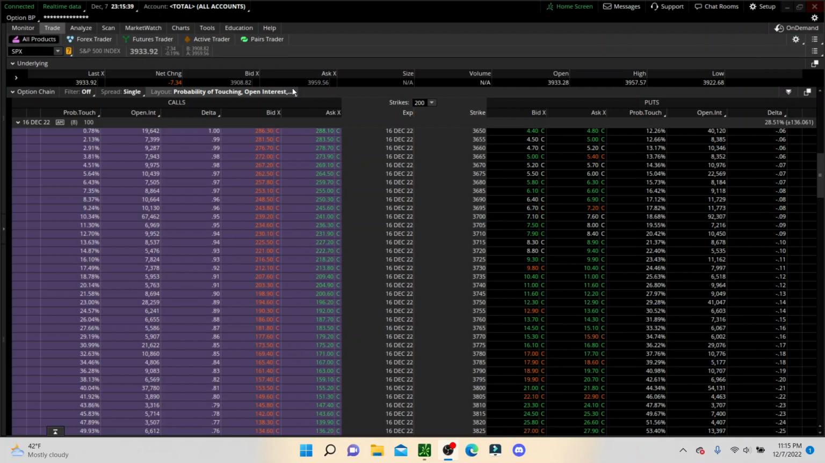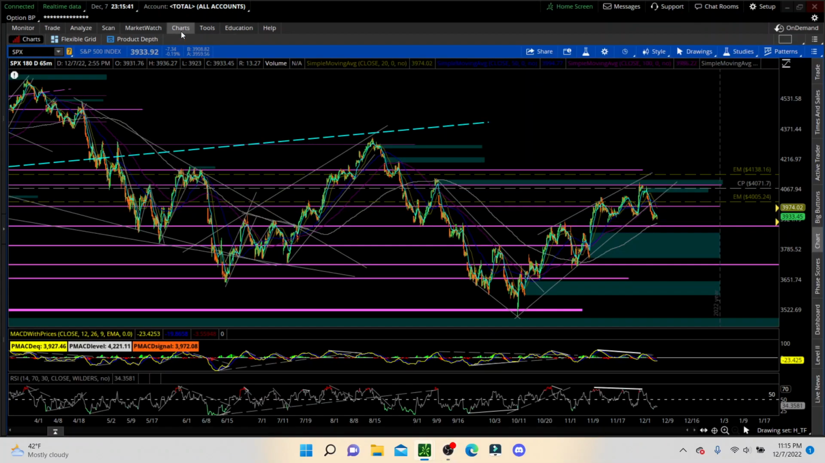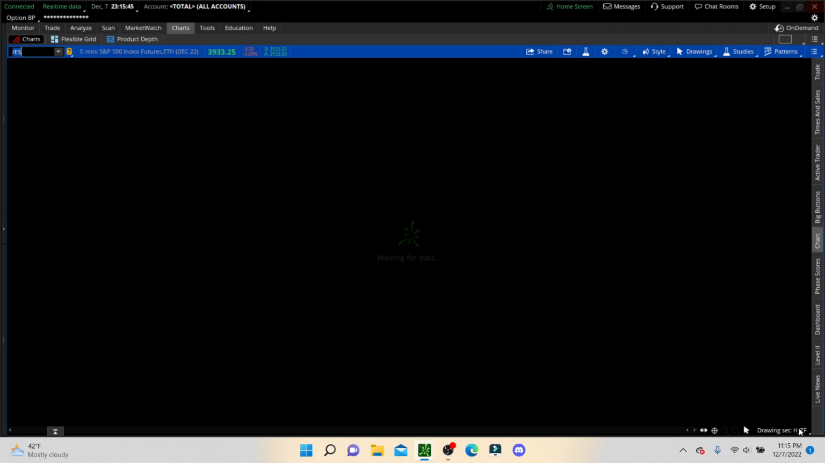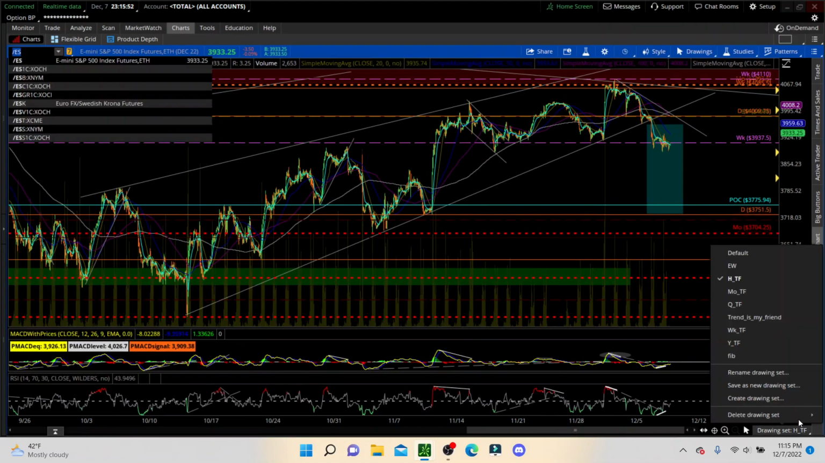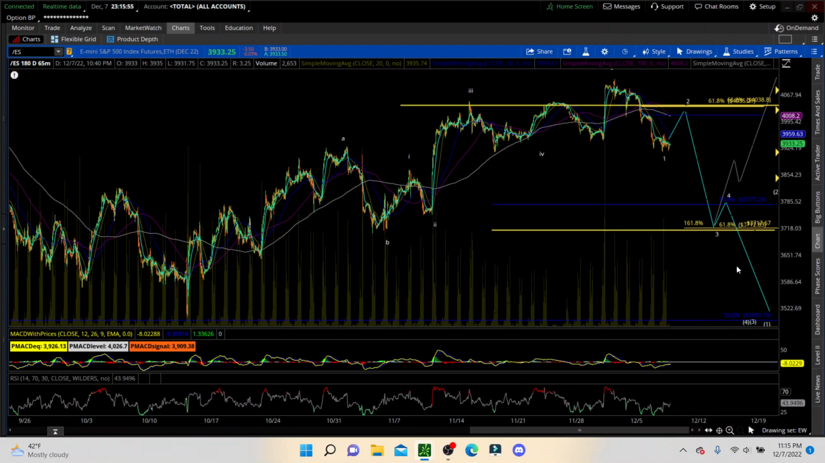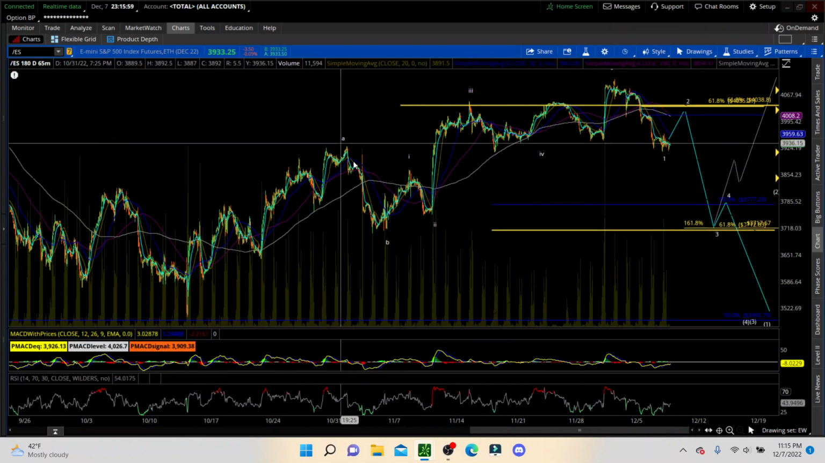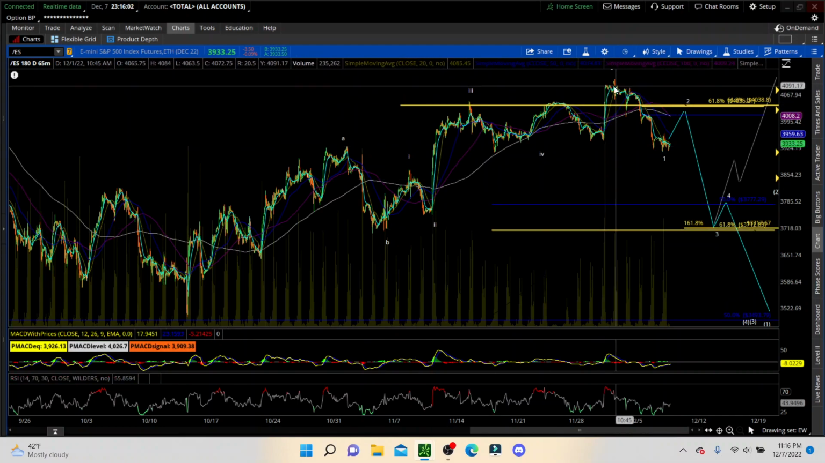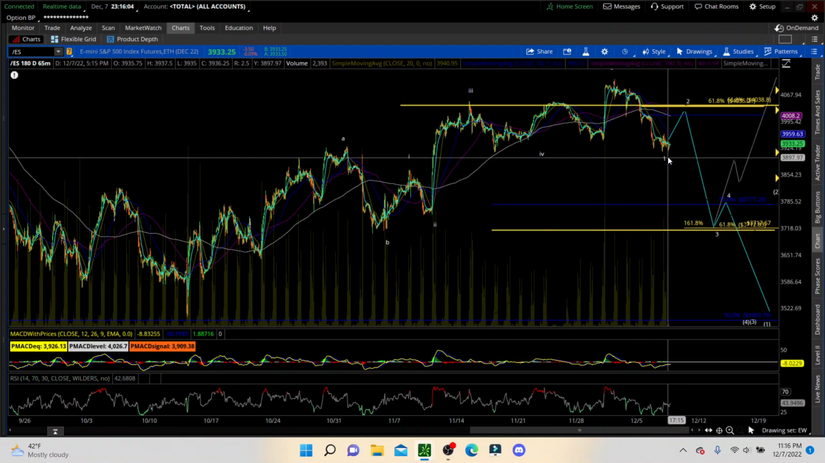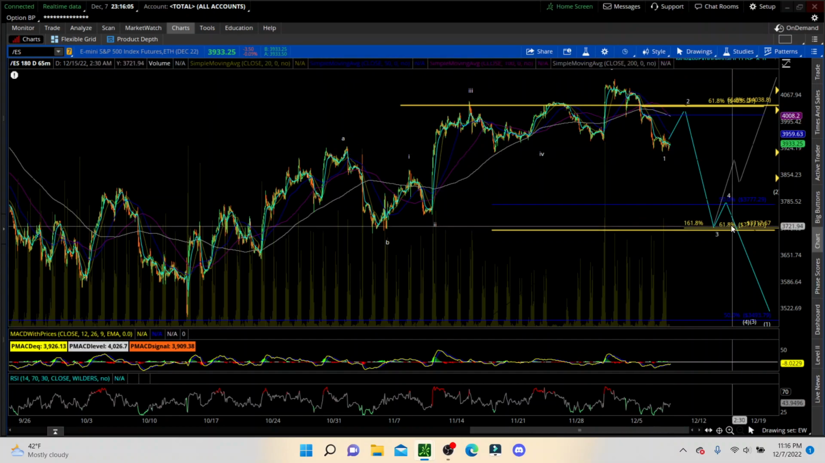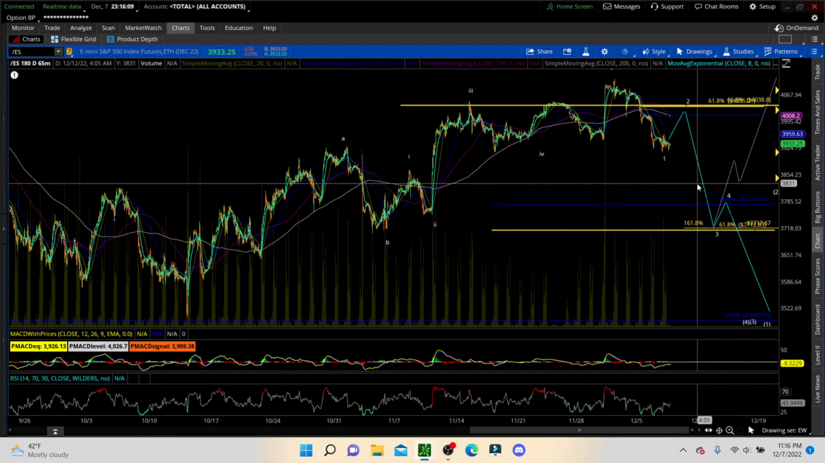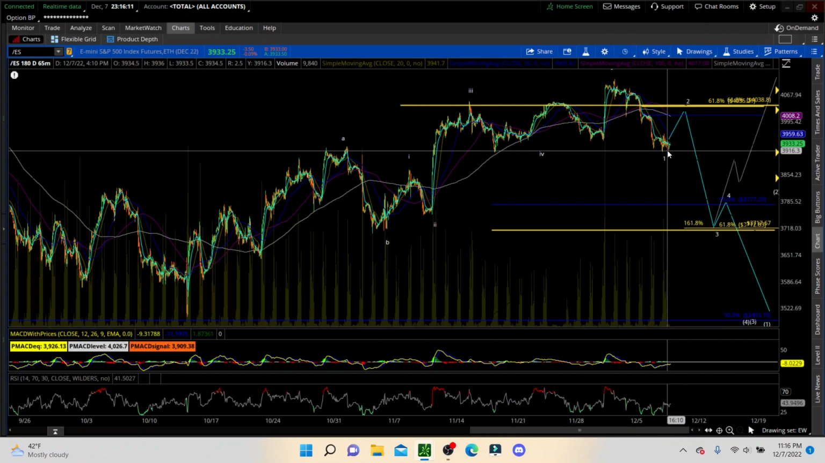So what does that say? Why is it 3,700? Well, let's go to ES and let's go to our Elliott wave chart here, and I'll show you exactly what we're seeing. Okay, so if we have this correction, an ABC correction that's ended, and this impulsive wave 1 down, we're looking at, and this is usually, we post these every morning on my Patreon page.